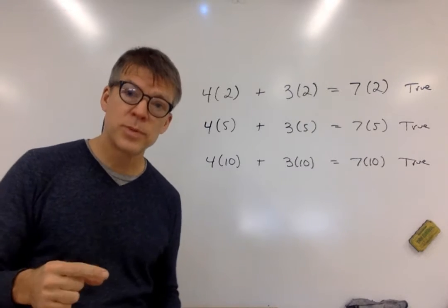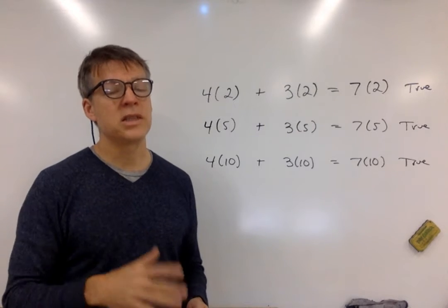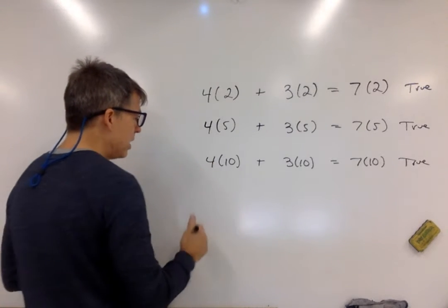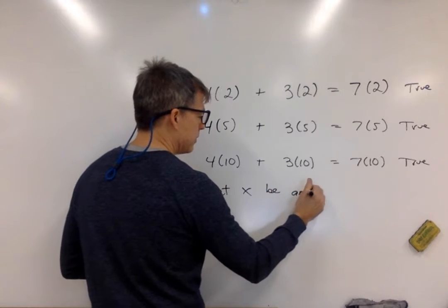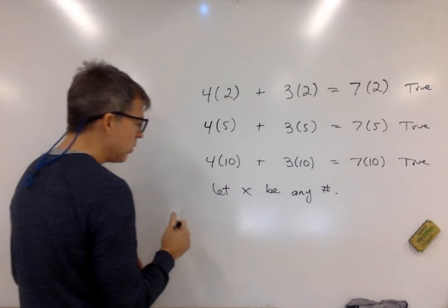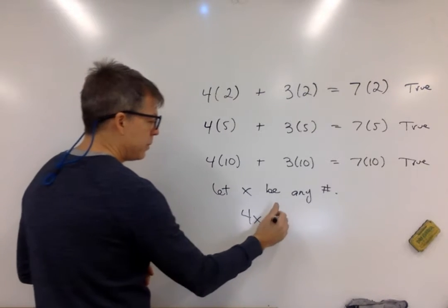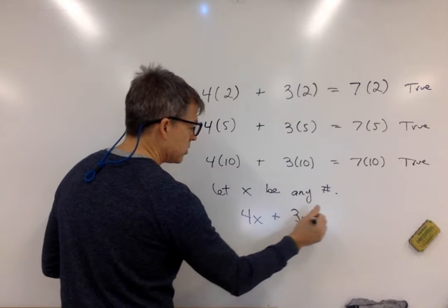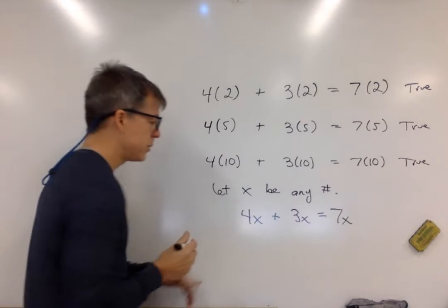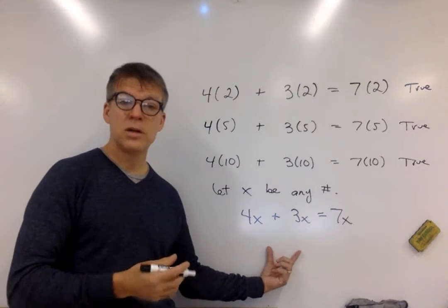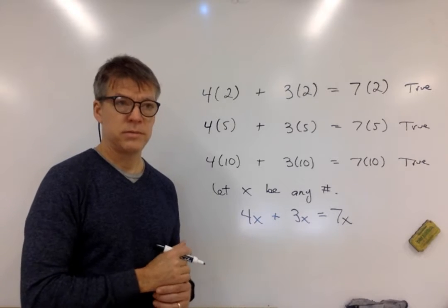Mathematicians use algebra to describe patterns like that. So a mathematician would write it like this. They would say the pattern, hey, you know what? Let's just let x be any number. Then guess what? If you do 4 times that number plus 3 times that number, guess what you get? You get 7 times that number. And folks, if you understand this, you have just combined like terms.